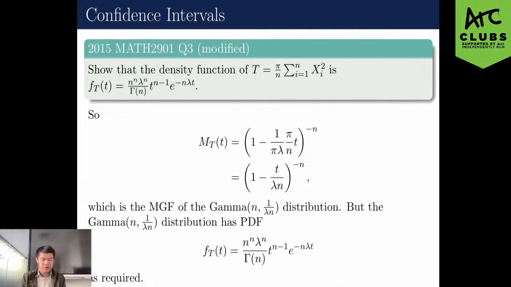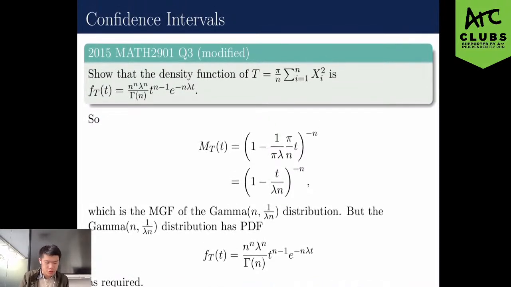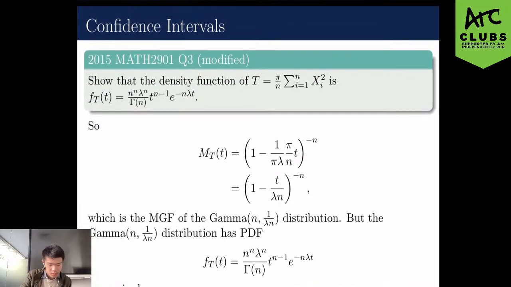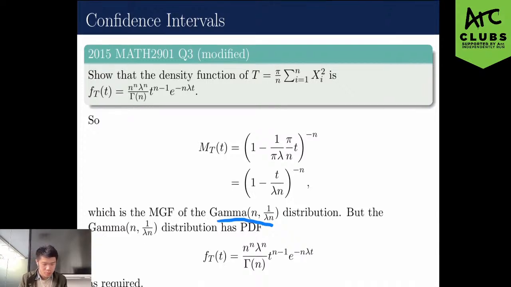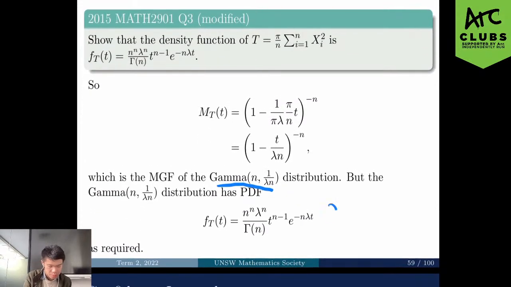And then they want us to find the density function. So once you know the distribution, which is gamma n, 1 on lambda n, all you have to do is find the PDF of the gamma distribution from your formula table, and you end up with what they want over here.